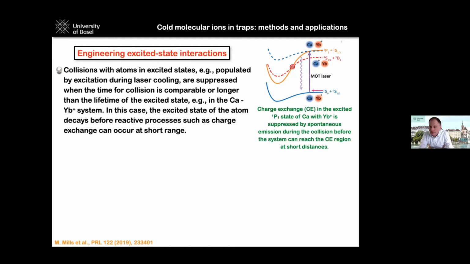There's another question: would you need C3 terms in the multipole expansion to get collision rates for P and D levels? Sorry, say again. Would you need C3 terms in the multipole expansion to get the collision rates for P and D levels? Yes. Right. So yeah, I will come back to that later, actually.